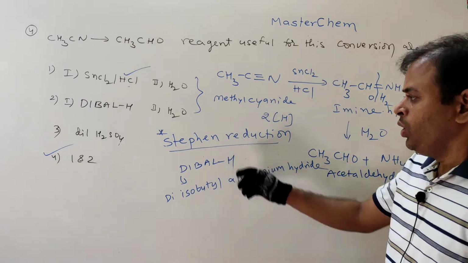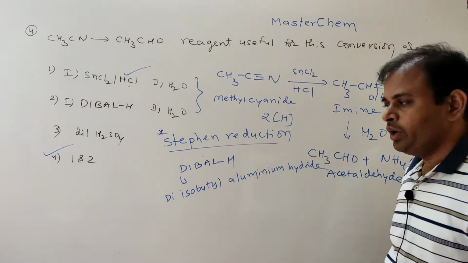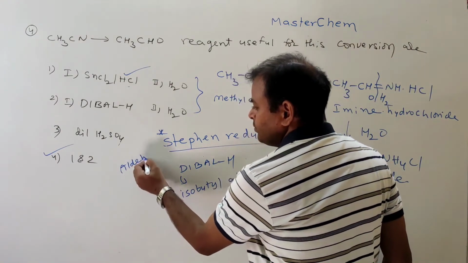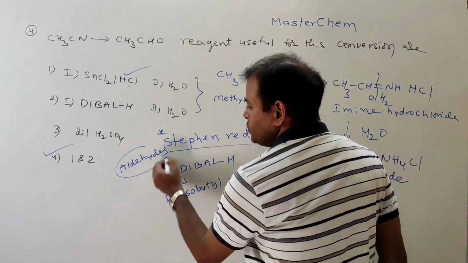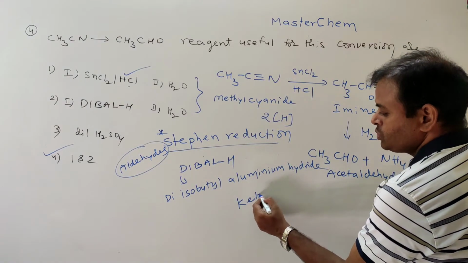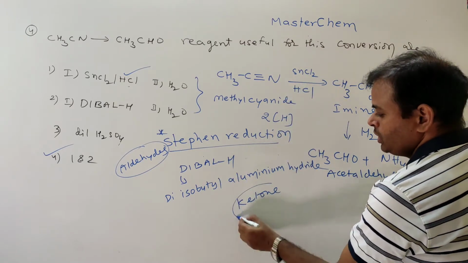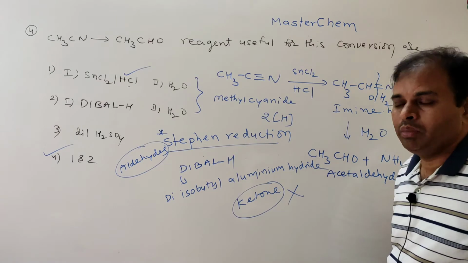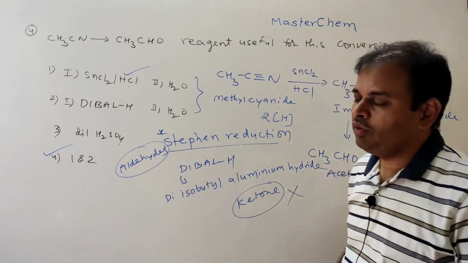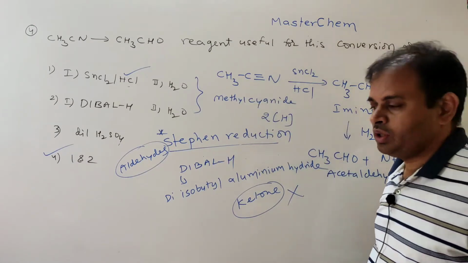Here, this is also an important point: Stephen reduction is only useful for the preparation of aldehydes. It is exclusive for aldehydes. Ketones cannot be prepared by these two methods. Whether it is SnCl2 HCl or DIBAL-H, ketones cannot be prepared by this method. Stephen reduction is exclusive for the preparation of aldehydes. Okay, move on to the next question.